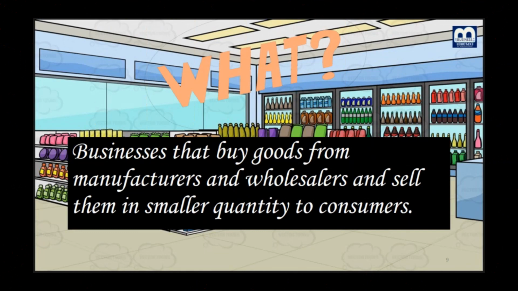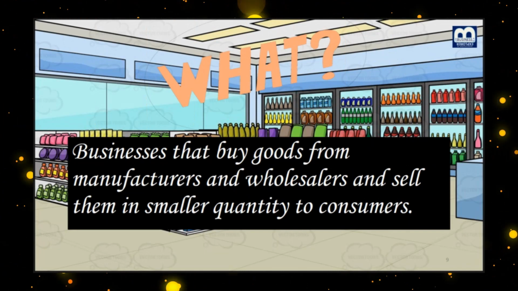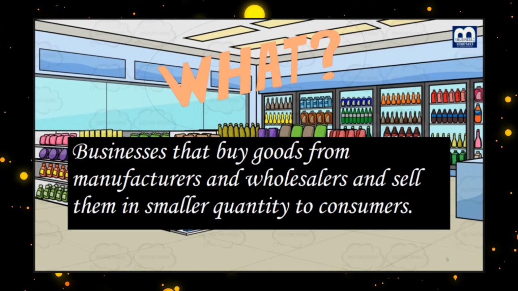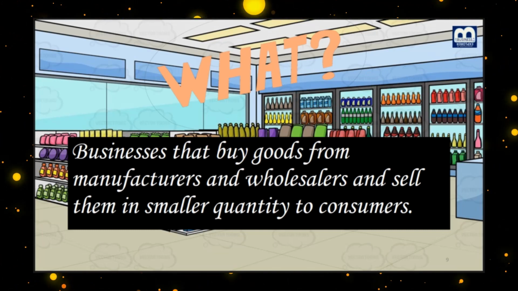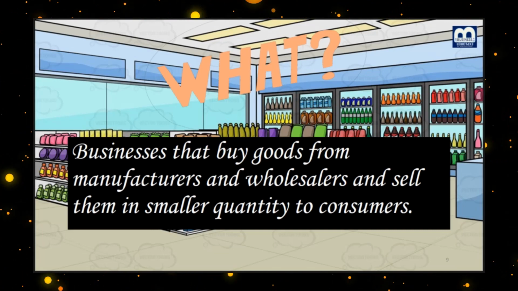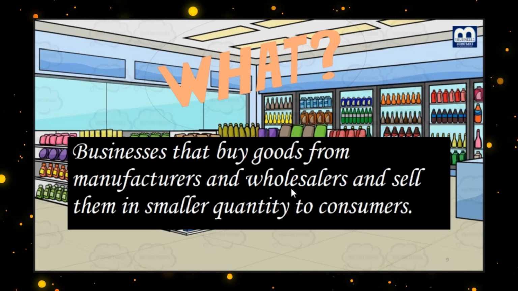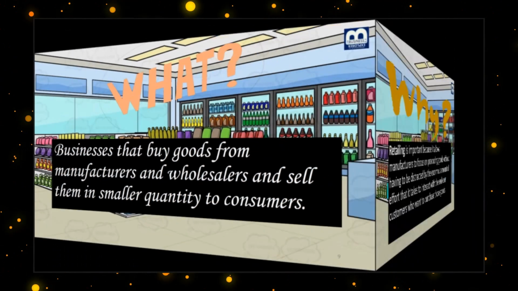What is retailing? Retailing is the process of selling consumer goods or services to the consumers through multiple channels of distribution to earn a profit. Retailers satisfy demand identified through the supply chain. So it is a business that buys goods from manufacturers and wholesalers and sells them in smaller quantities to consumers.